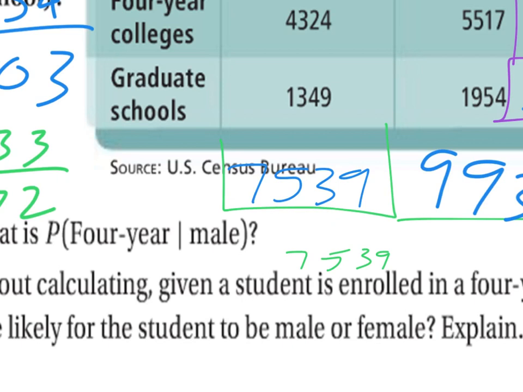And then the chance that they're going to a four-year college is the 4,324 that we have. And that turns out to be about 57.4%.